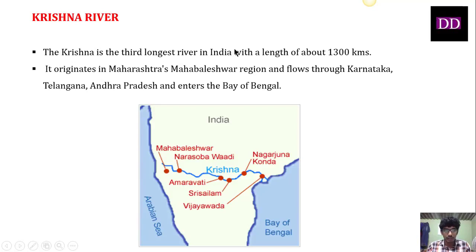And the next one is Krishna River. It is the third longest river after Godavari. It originated in Maharashtra's Mahabaleshwar region, and it flows through the states of Karnataka, Telangana, Andhra Pradesh, and enters into the Bay of Bengal. You can see it here. It originated in Maharashtra, Mahabaleshwar, and it flows through Karnataka, Telangana, Andhra, and finally enters into the Bay of Bengal.